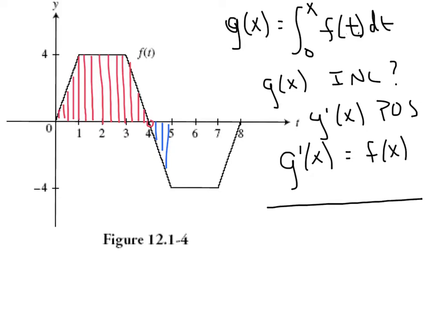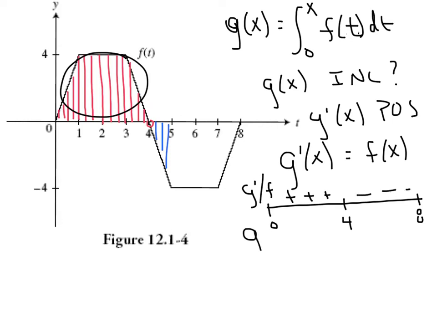There's a critical point at 0. There's a critical point at 4. There's a critical point at 8. And on my sign chart, I like to label it g prime slash f, just to emphasize that they're one and the same. And I would say that f is all positive from 0 to 4, because everything here is above, and then it's negative afterwards. And so we know that g is increasing from 0 to 4 and then decreasing thereafter. So we can successfully answer our question: 0 to 4, because g prime slash f is positive.